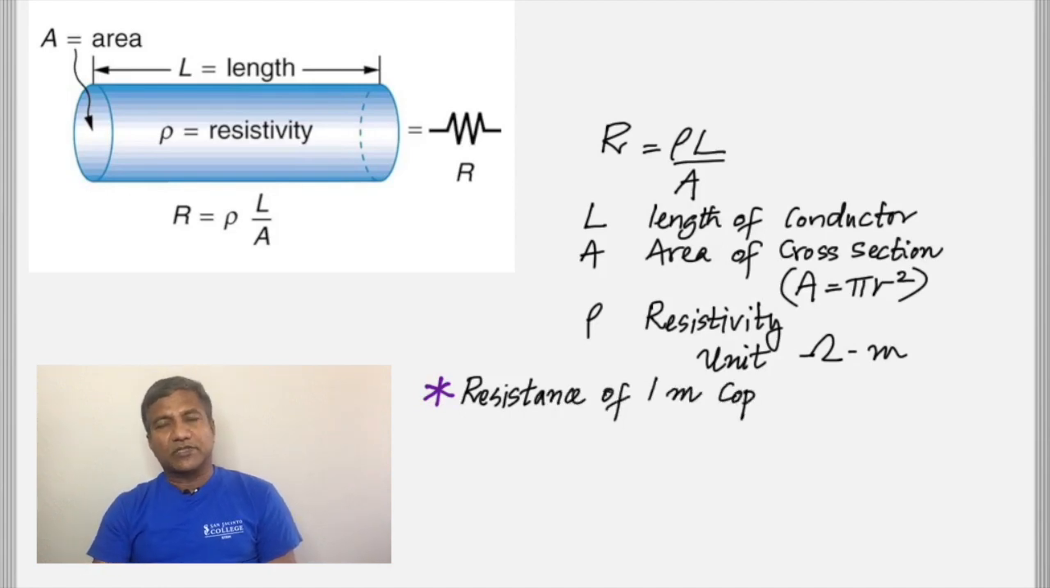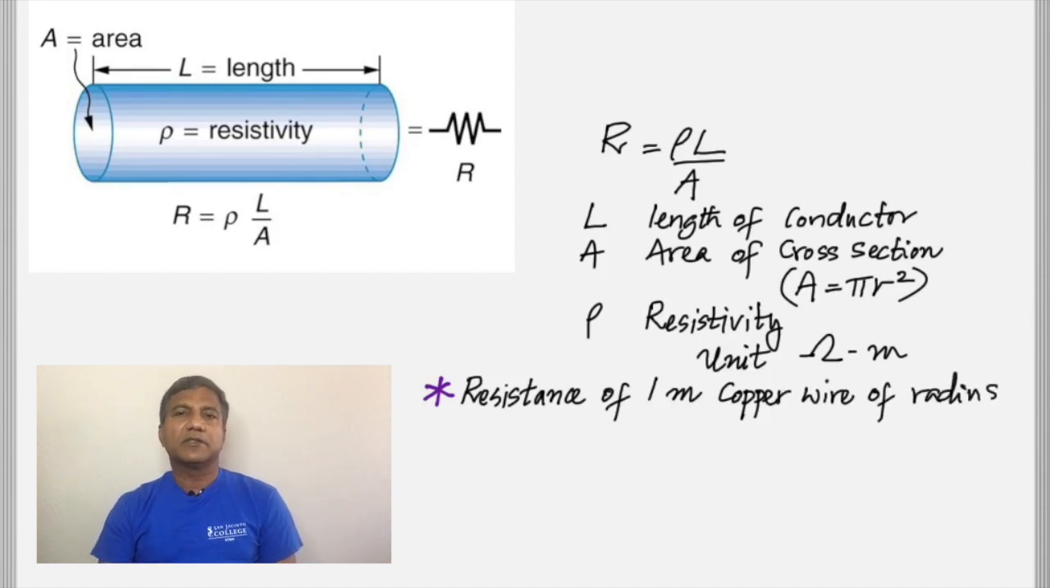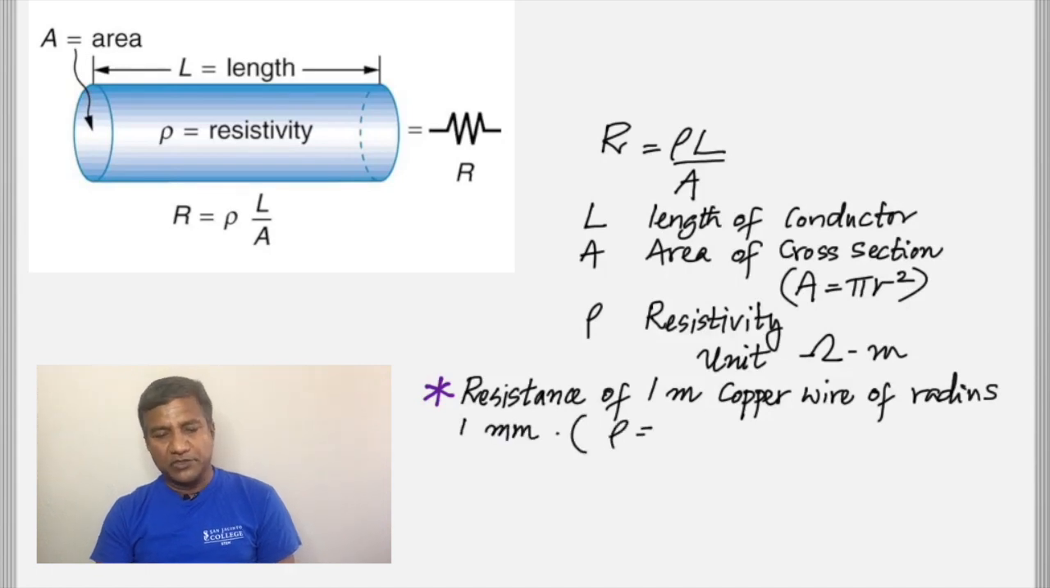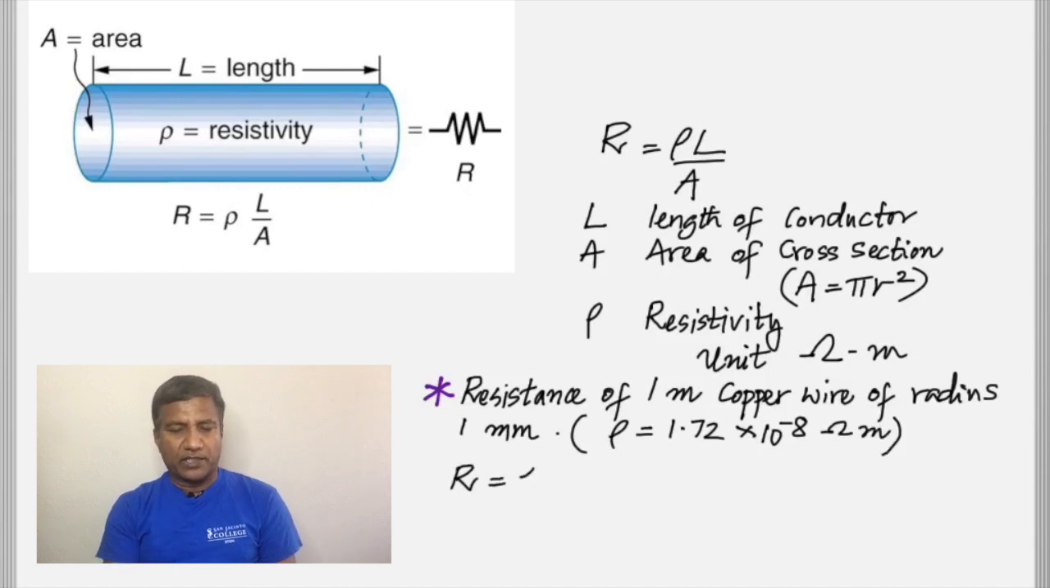And like I told you, it's the resistance. So let's calculate this. What is the resistance of 1 meter of copper wire of radius 1 millimeter? And its resistivity is given here. So we just got to use this formula.